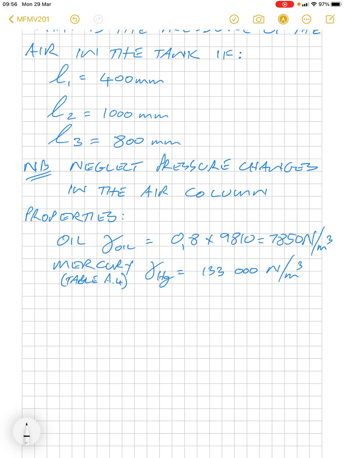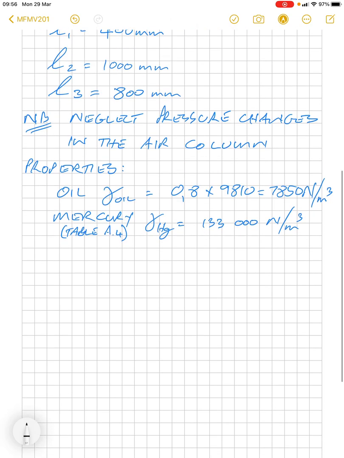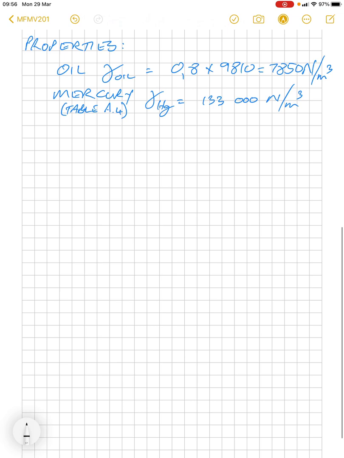Alright, so what we have to do first of all is to work out the properties of the various fluids in the system. We have the oil. First of all, gamma of oil is specific gravity times the specific weight of water, which is 9810, times 0.8, which will give us 7850 newtons per cubic meter. Mercury we look up on a table, in our textbook A4 is the table, and that gives us 133,000 newtons per cubic meter.